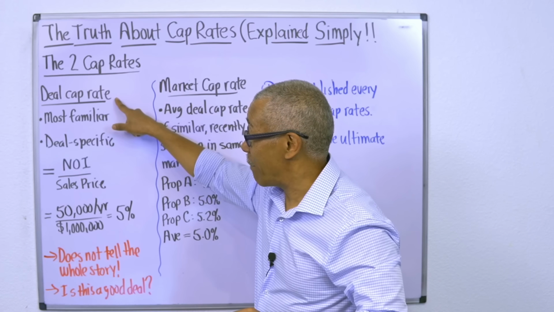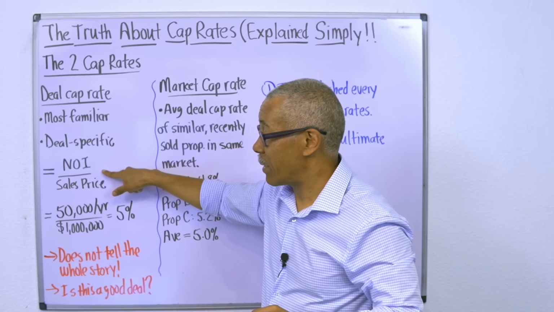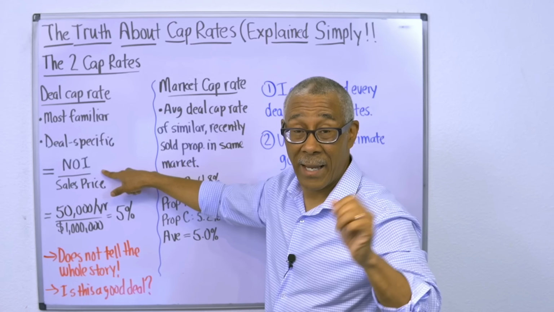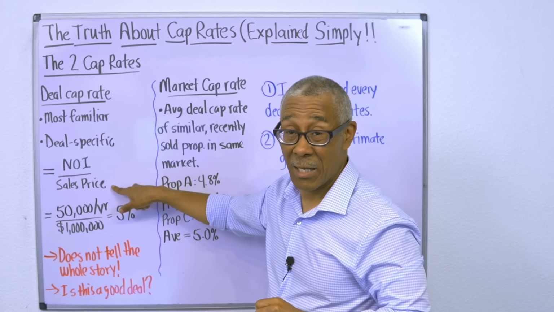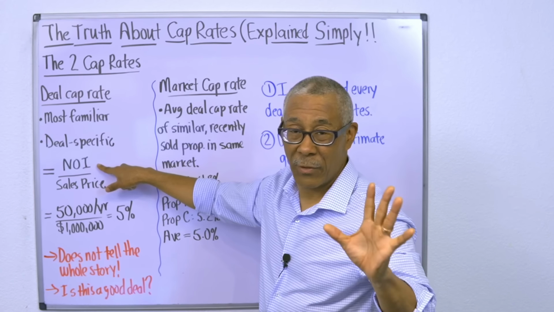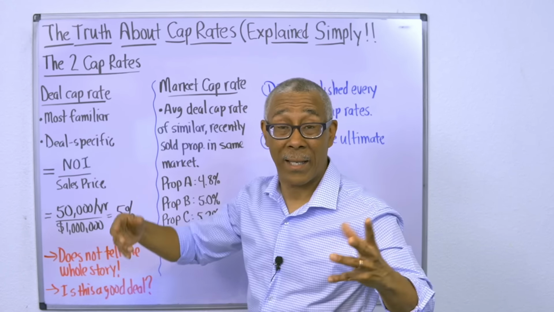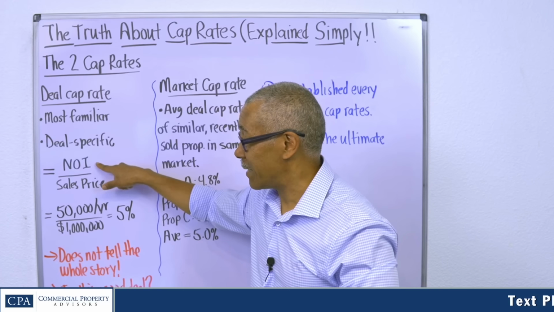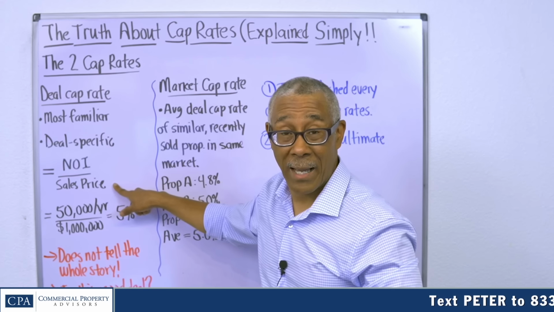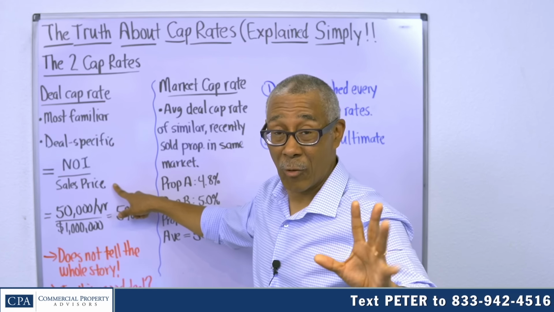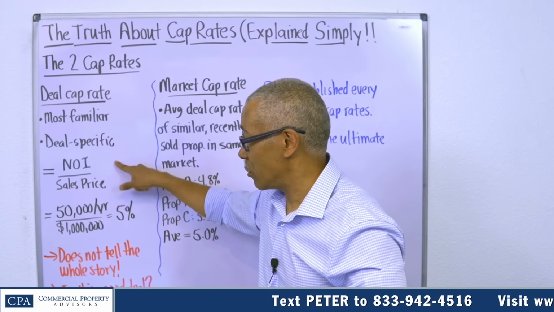The deal cap rate formula: the deal cap rate equals the net operating income divided by the sales price. For those of you that don't know what the NOI is, the income minus the operating expenses equals the NOI. So we take that number and we divide it by whatever sales price you're going to buy it for. Do that math.